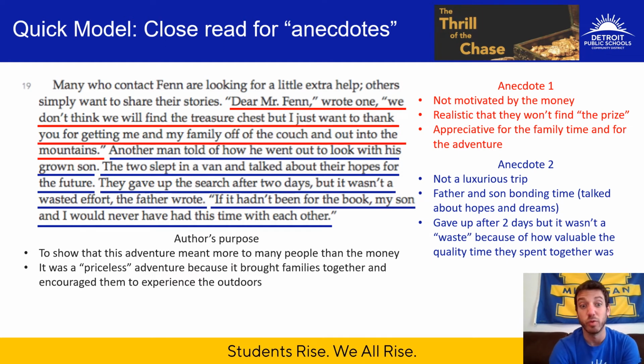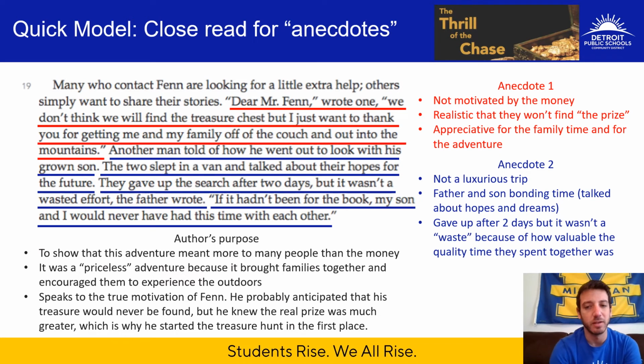I wanted to add the word priceless, though, because you would think that people who are engaging in a treasure hunt are motivated by money, but what they ended up walking away with was priceless. Maybe they didn't even know that was going to be the case. Maybe they didn't anticipate that they would have such fun together and really talk about deep things, but these anecdotes show that what they gained from the experience was well beyond any treasure. It was definitely priceless.